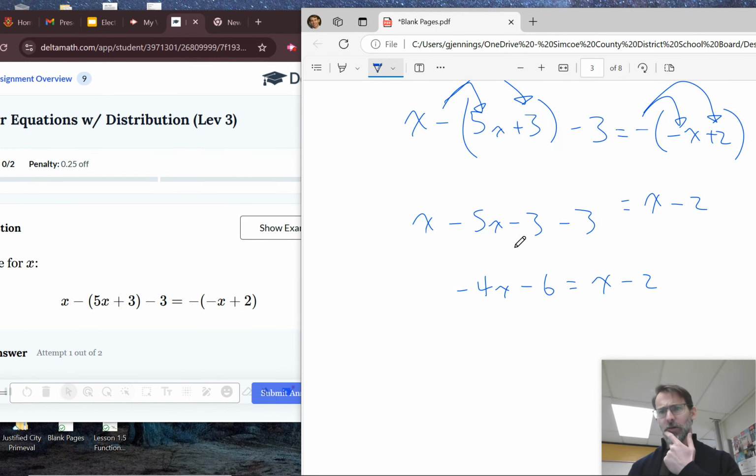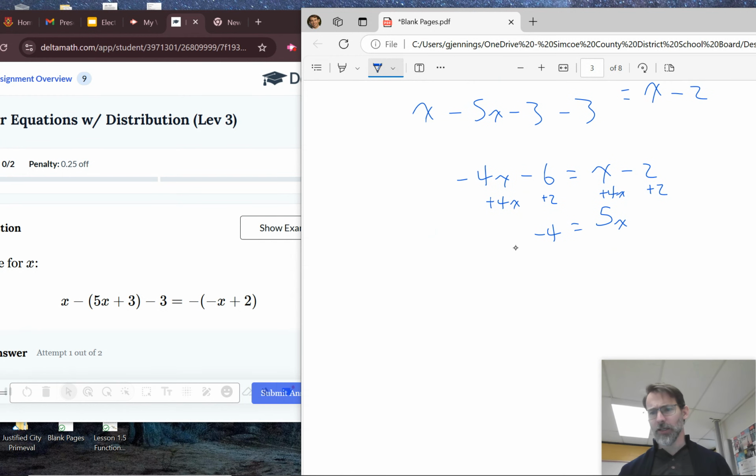Weird. Do I have an error? No. Add 4x to both sides. Gives me 5x. And then add 2 to both sides. See, I add 4x to both sides, and add 2 to both sides gives me minus 4. Then when I divide, this is why I was like, hey, do I have an error? I don't think I do. I divide by 5 and I get minus 4/5.